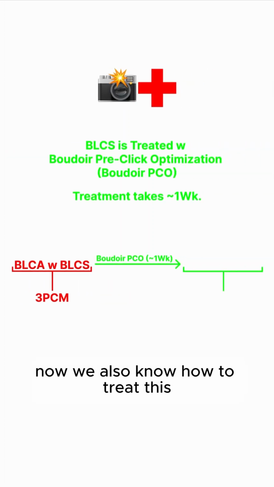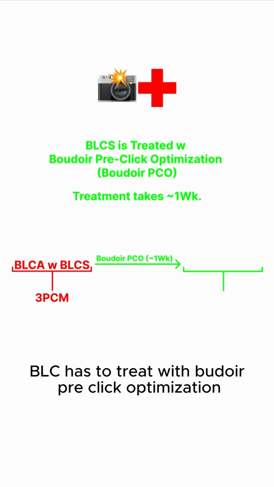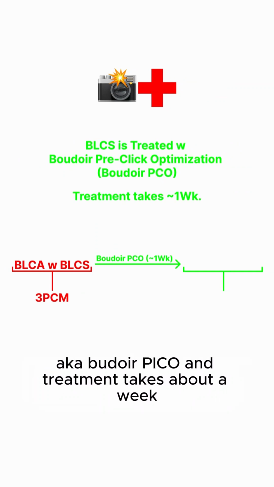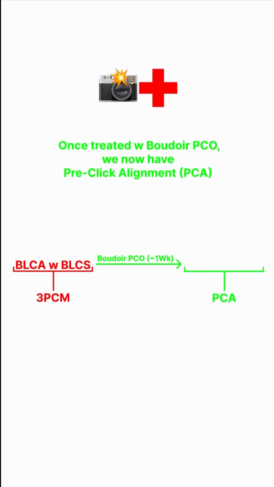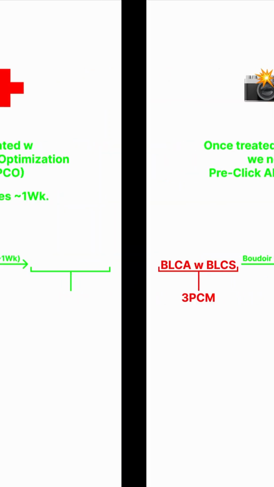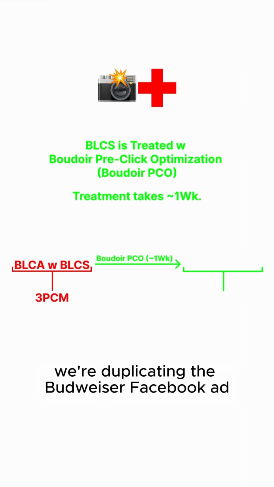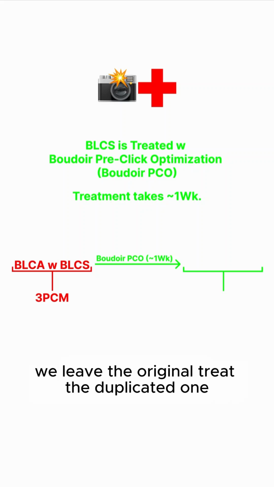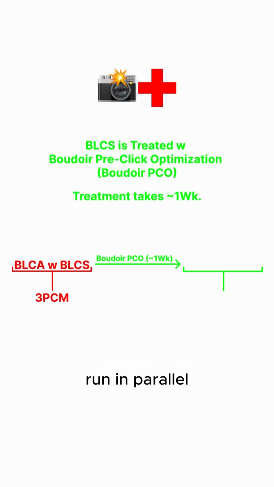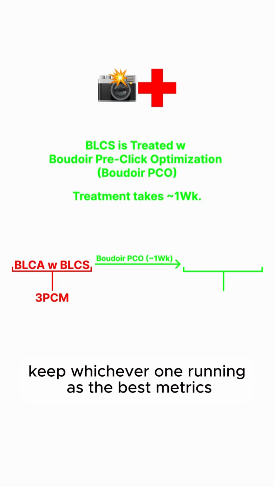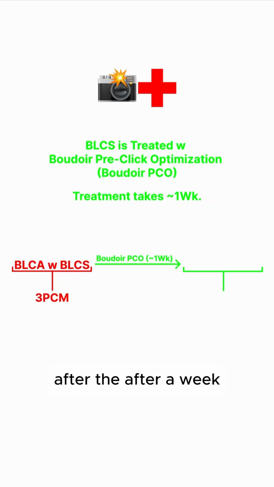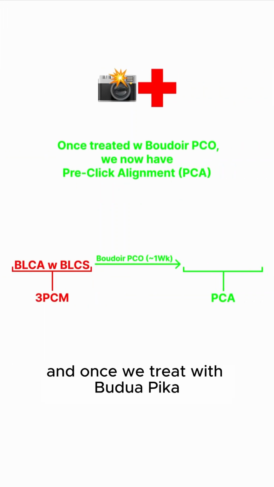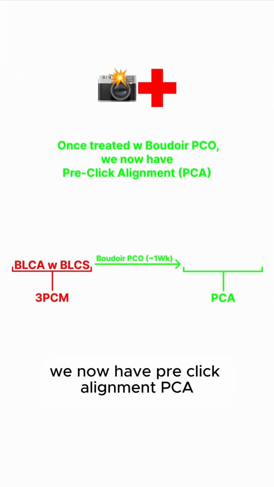Now we also know how to treat this. BLCS is treated with boudoir pre-click optimization, aka boudoir pico, and treatment takes about a week. With boudoir pico, we're duplicating the boudoir Facebook ad. We're treating the duplicated one. We leave the original, treat the duplicated one, run it in parallel, and keep whichever one is running the best metrics after a week. And once treated with boudoir pico, we now have pre-click alignment, PCA.